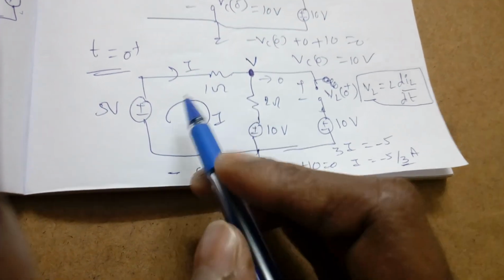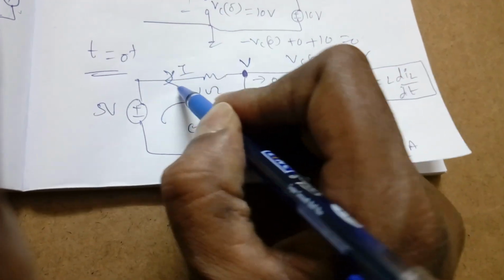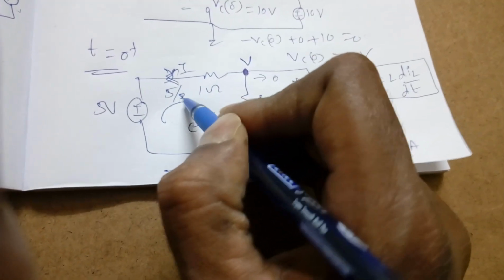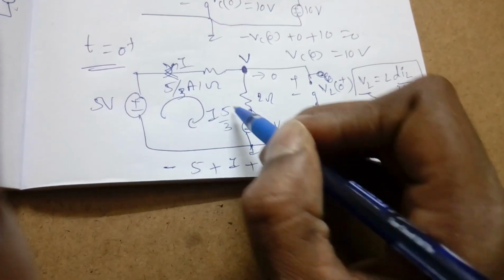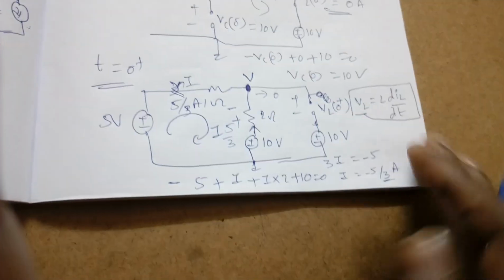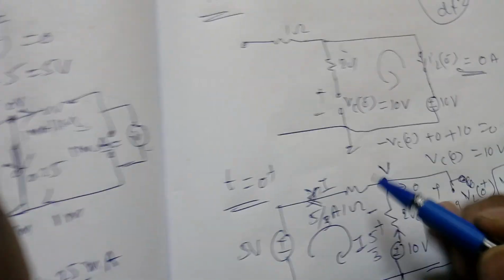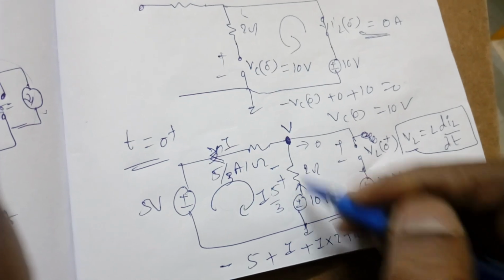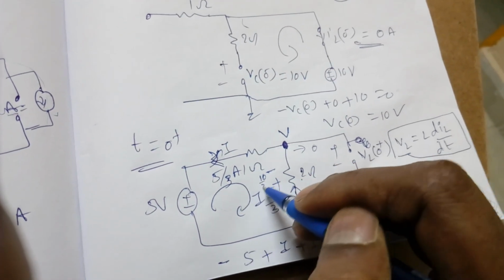So that means the current is flowing in the opposite direction, right? So 5 by 3 ampere is going, that means it should enter 5 by 3. This is plus minus, so 5 by 3. So what is the voltage if you apply KVL? See, I know this current 5 by 3. 5 by 3 into 2, 10 by 3 volts.